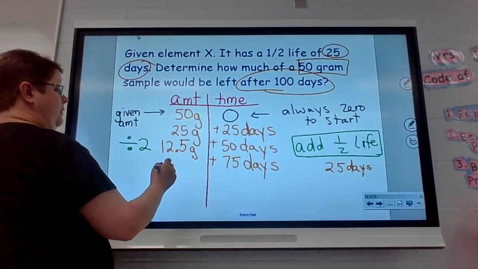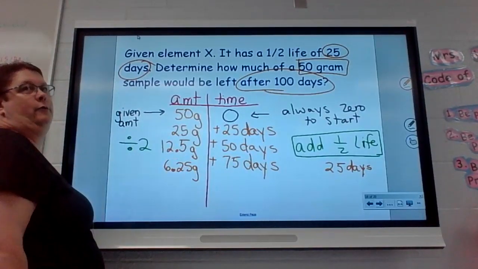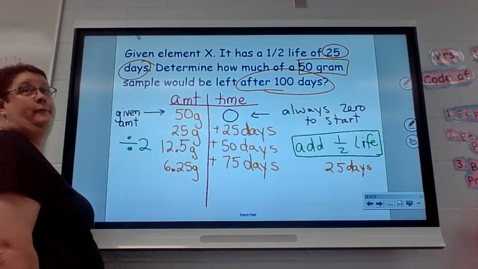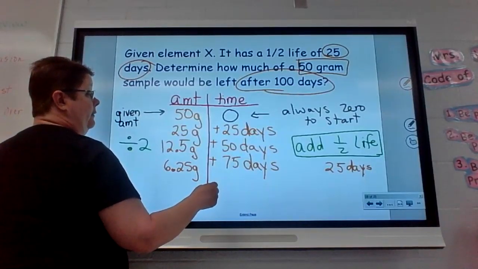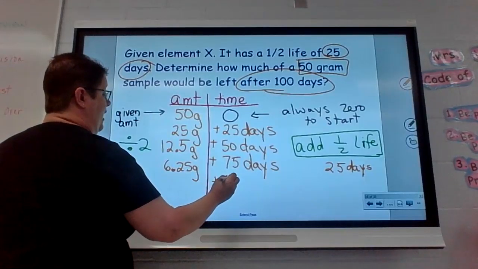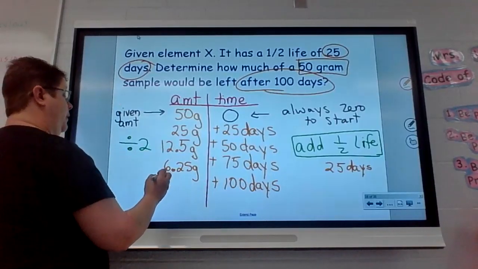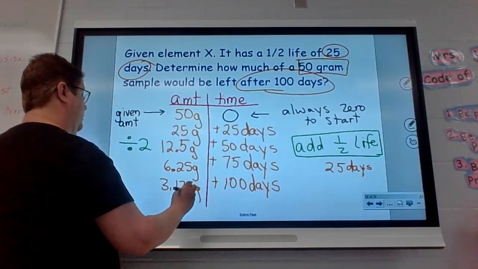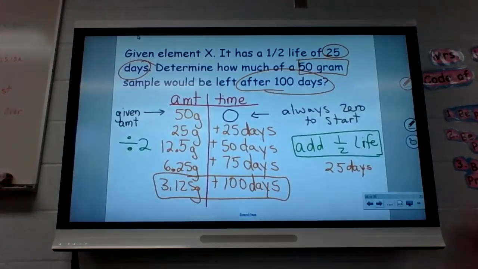Divide by 2 and I get... You said we weren't going to have to go to math class for this. You're dividing by 2. You got a calculator. It's 0.5. There's a calculator. All right. What am I going to do here? Add another 25, which is 100 days. And then what am I going to do here? 3.125 grams. You're popping on. Okay, and that's the answer. All I did was add the half-life and then divide by 2 on the other side.